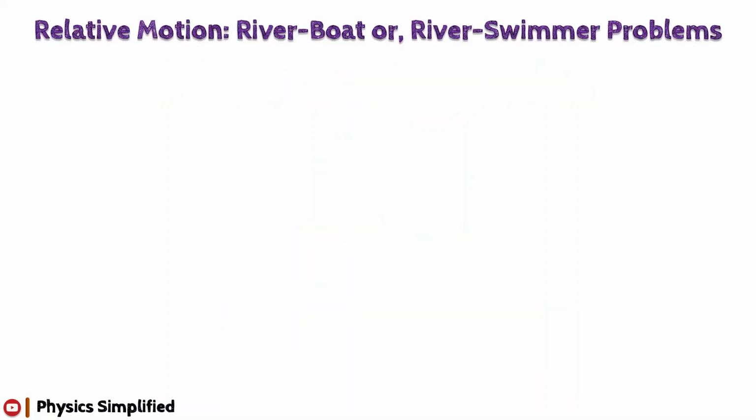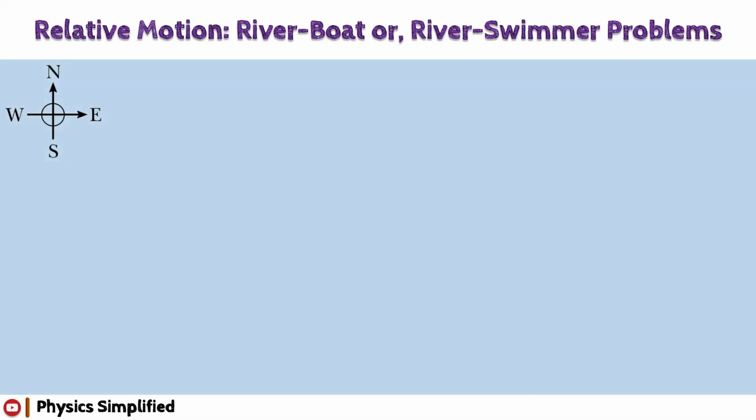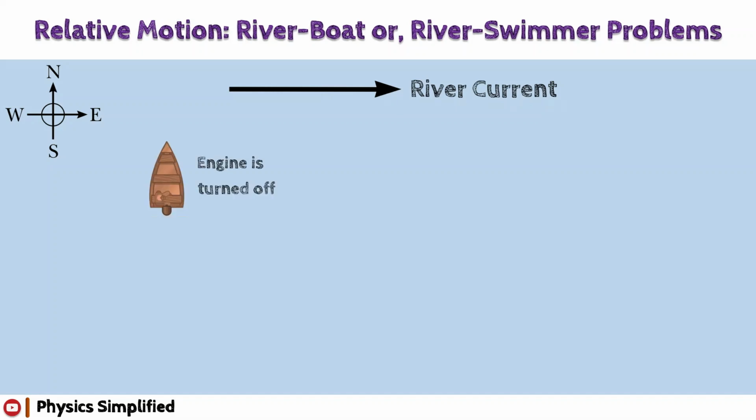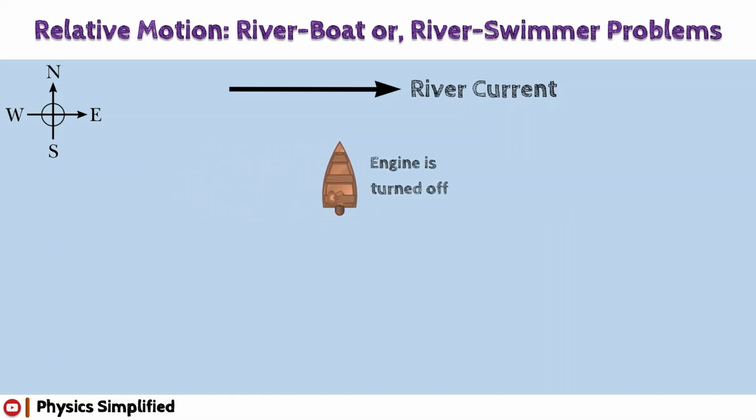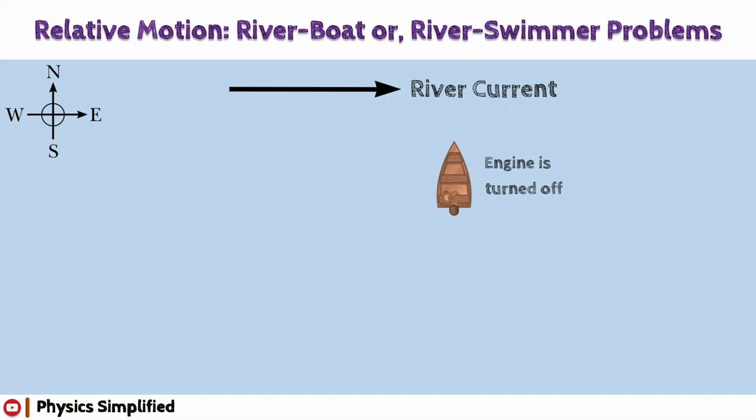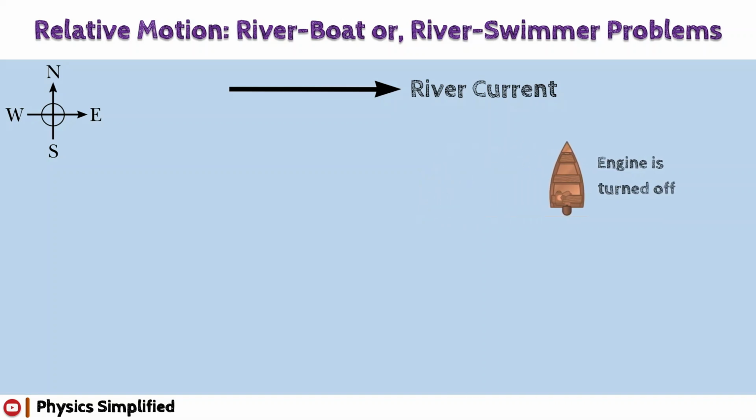The riverboat problem, or river swimmer problem, is a common situation that deals with relative velocity in two dimensions. As shown in the figure, the river is flowing due east. We will consider two cases here. In our first case, we consider a boatman on a boat with its engine turned off. In this case, the boatman along with the boat will be carried downstream by the river. By saying downstream, we mean that, in the direction of the flow of the river. According to the figure, the direction is due east.